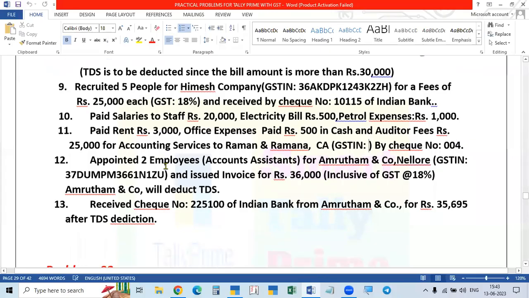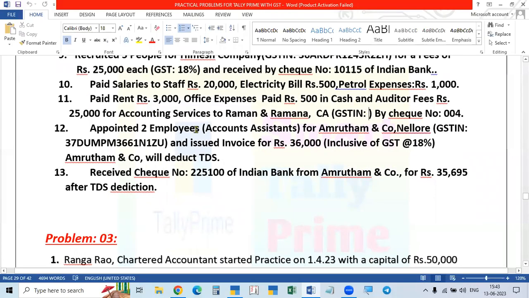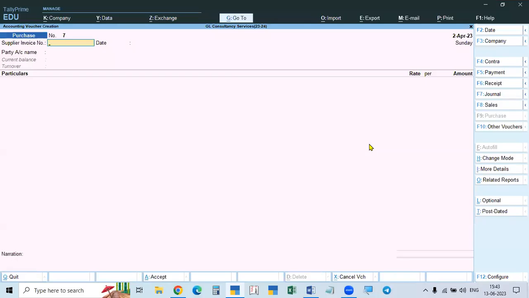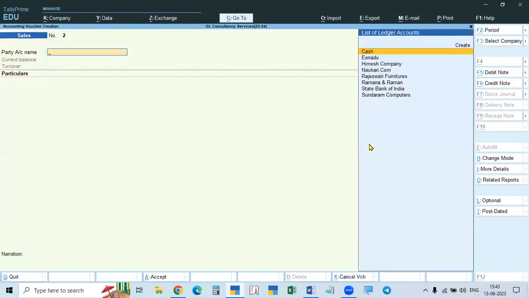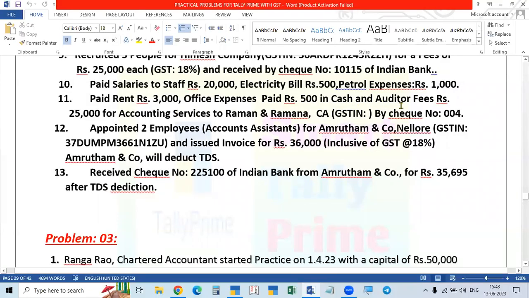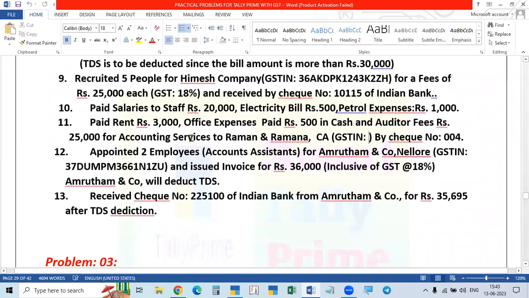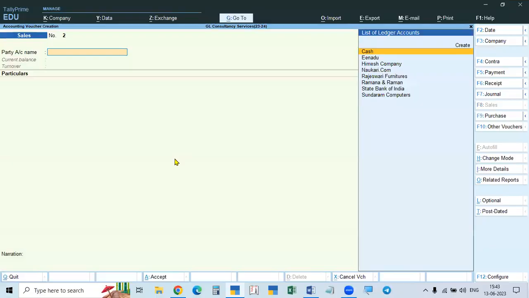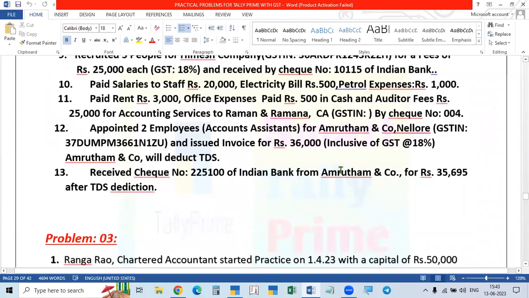And then number 11. This is over. Here we appointed 2 accounts executives for Amrutam and Co, with GST number, and issued an invoice. So it is not given as the amount is received. It is a credit bill. So now we are selling again. Earlier we were paying audit fees, which means we purchased the service. Now we are giving the service, just like here, recruited people. Appointed people means outsourcing, to Amrutam and Co.